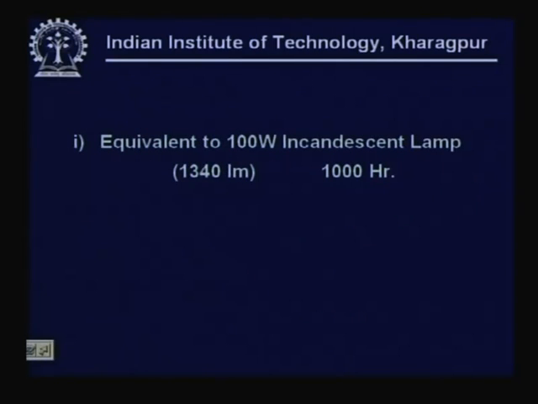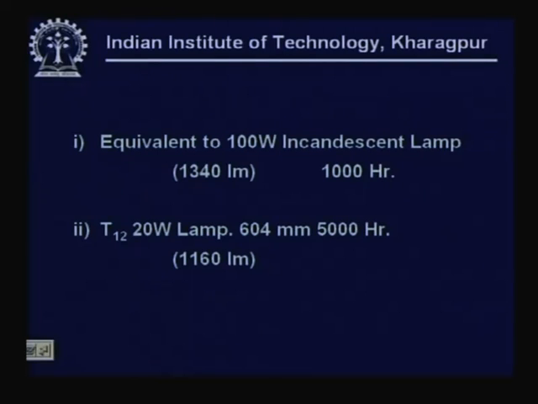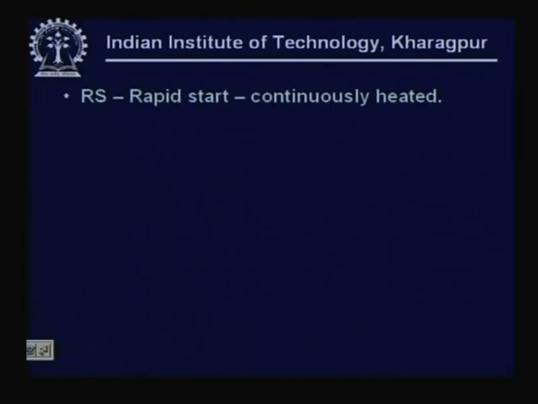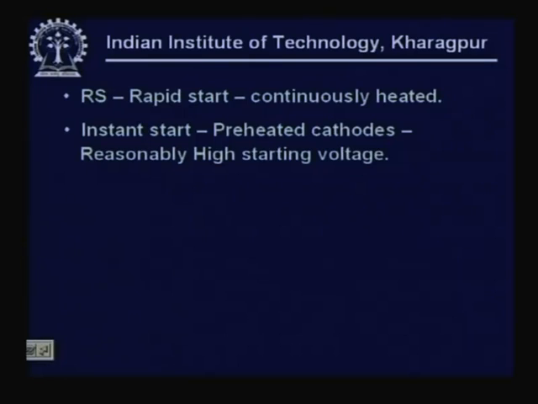This is equivalent to a 100 watt incandescent lamp, whereas an incandescent lamp has only 1000 hours of burning life, and that would be comparable to a 20 watt lamp which has about 5000 hours of conventional life. So, this is the comparison one could have for an 18 watt CFL. Notwithstanding this, we do have a category of fluorescent lamps which are called rapid start or instant start.